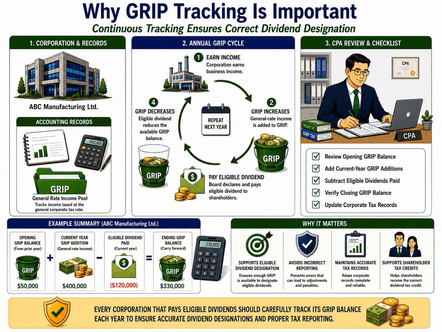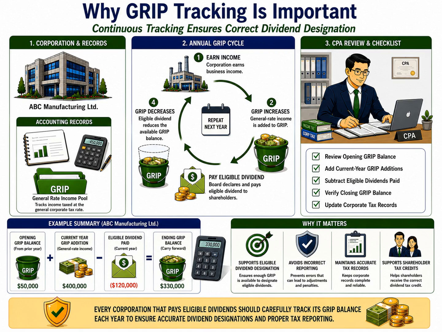dividends. As the corporation earns new profits during the year, it identifies the portion that is taxed at the general corporate tax rate. That amount is added to the existing GRIP balance, increasing the pool available for future eligible dividends. Later, if the corporation declares and pays an eligible dividend, the GRIP balance decreases by the amount of that dividend designation. Whatever balance remains becomes the opening GRIP balance for the following year, and the entire process begins again.